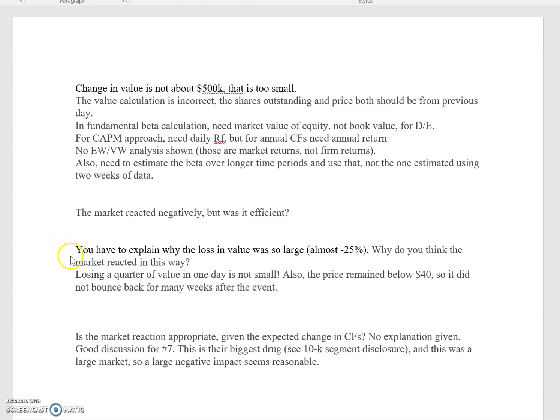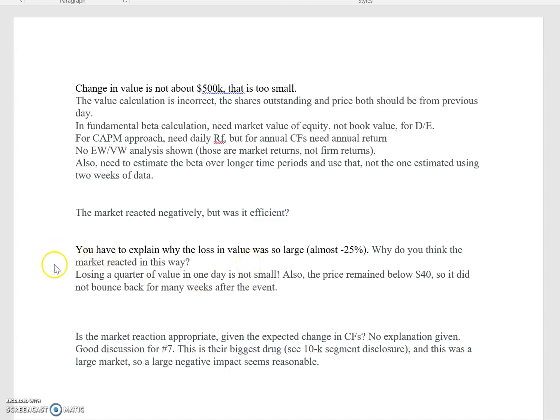Now most of you correctly estimated the value change as almost a quarter of the value. Now keep in mind, losing a quarter of your firm's value in one day is not a small estimate. It is actually a very large value that the company is losing in just one day. And keep in mind the share price remained below 40, it remained in the low 30s, so it did not bounce back for many weeks, many days after the event, even though some of you said, hey, see, the price bounced back. No, it did not bounce back. So it was a permanent loss in value. It's not a short-term loss in value.